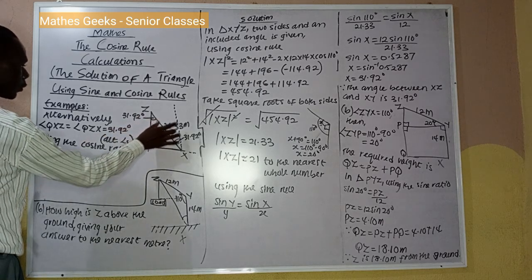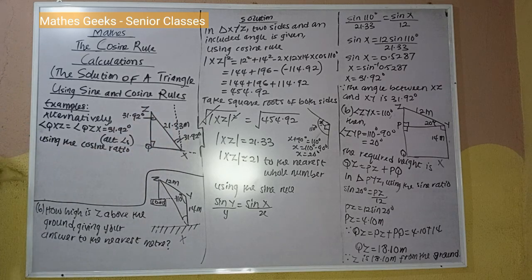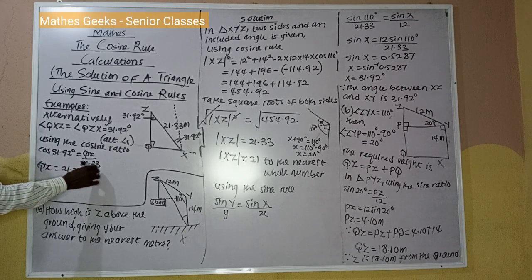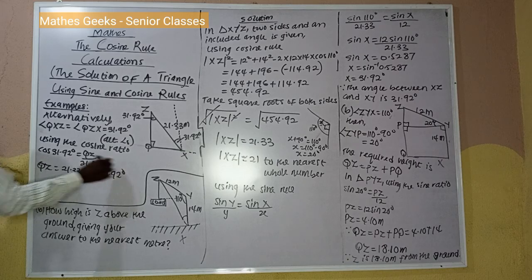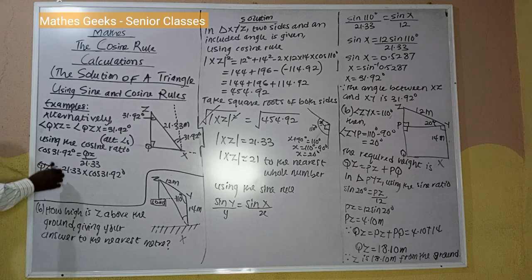Okay, so with that said, using the cosine ratio, this is adjacent over hypotenuse. Using the cosine ratio, cos 31.92 degrees, because adjacent is QZ over 21.33. So QZ is equal to 21.33 times cos 31.92 degrees, and QZ is equal to 18.10.